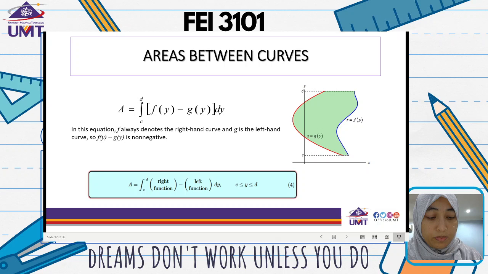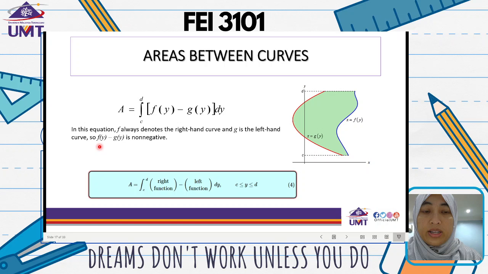Kiri dan kanan lah, tadi atas dan bawah kan. Now kiri dan kanan, which actually involves the y axis from c to d. So from here, f(y) dipanggil, and g(y), tadi f(x) and g(x). So now from c to d, f(y) minus g(y) dy. In this equation, f always denotes the right hand curve and g is the left hand curve. So f(y) minus g(y) is non-negative. So actually it's right function minus left function dy.